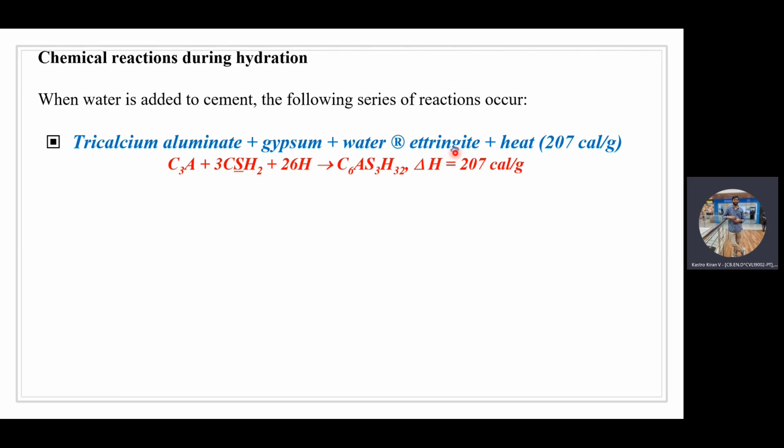Along with the ettringite formation, it also liberates a certain amount of heat. You can see the value of heat that is getting liberated because of the C3A compound. 207 calories per gram is the amount of heat that is getting liberated. Here it is not joules per gram, it is calories per gram. CAL means calories per gram.